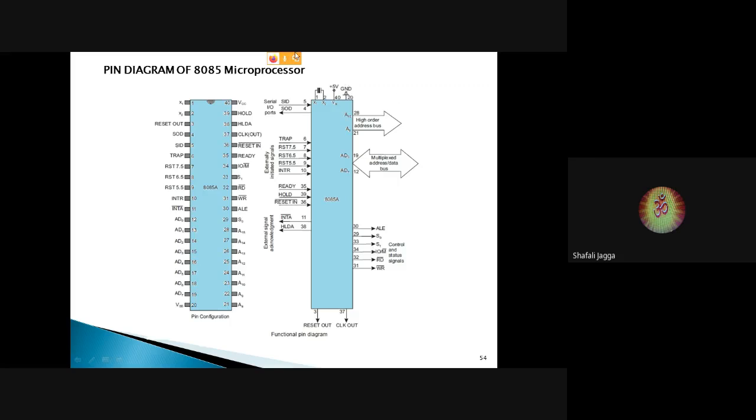So this completes the pin diagram. You can categorize the pin diagram into 6 categories of signals: address data bus, control and status signals, these are the externally initiated signals, these are the 2 acknowledgement signals, serial input output port signals, and power and frequency signals. So I finish here.